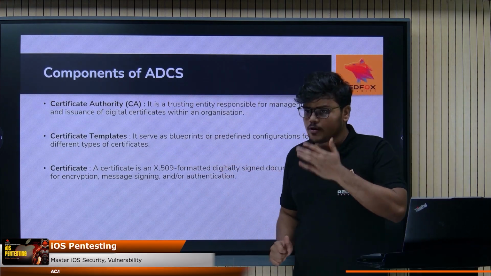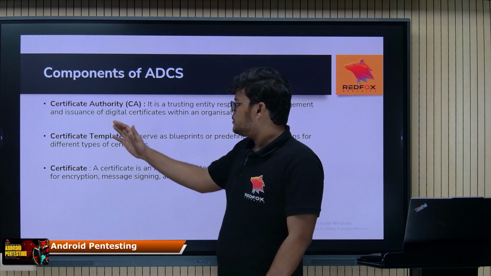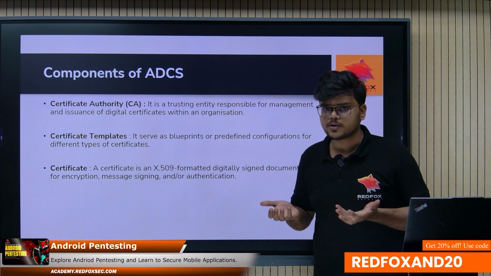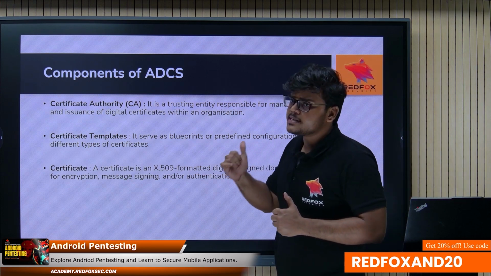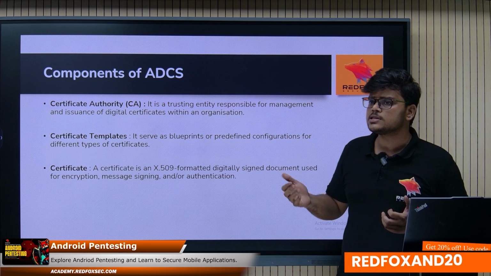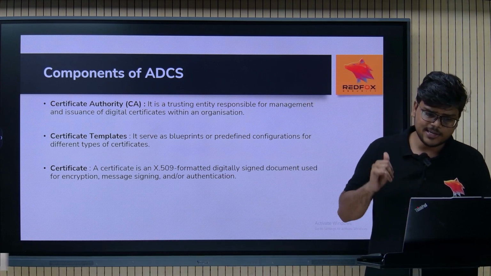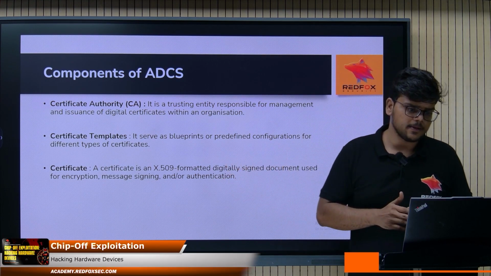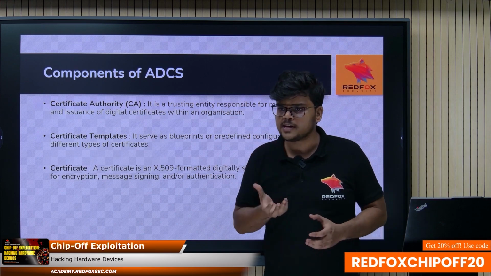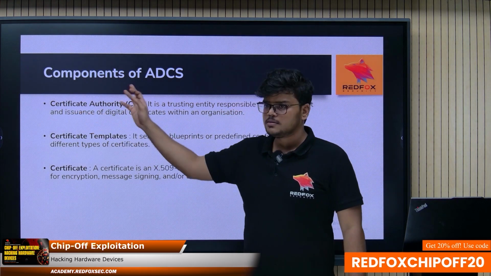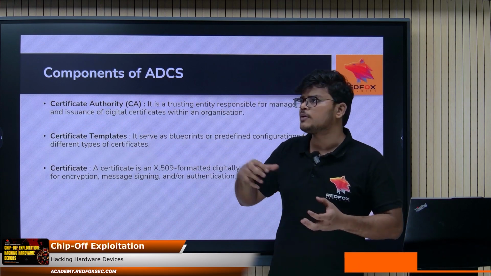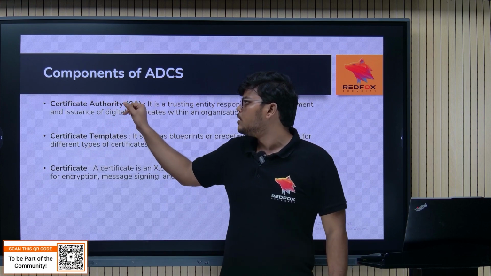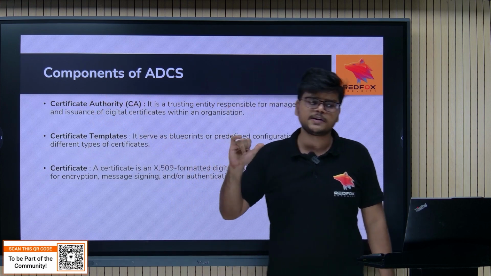These are the components of Active Directory Certificate Services. The important one is the certificate authority. The certificate authority is a server, the trusting entity that clients and users trust. It is used for management as well as issuance of digital certificates. If you want a certificate, you ask the CA, and when you use that certificate to authenticate to some other client or server, that server will ask the certificate authority whether the certificate is valid or not.